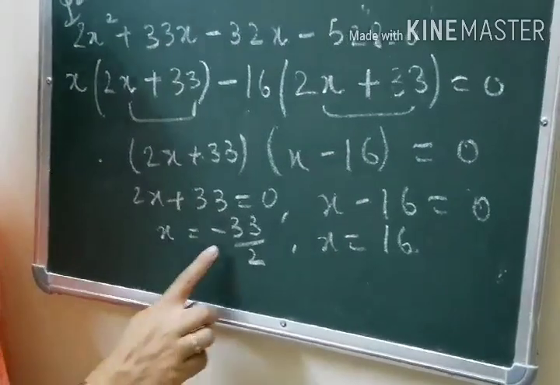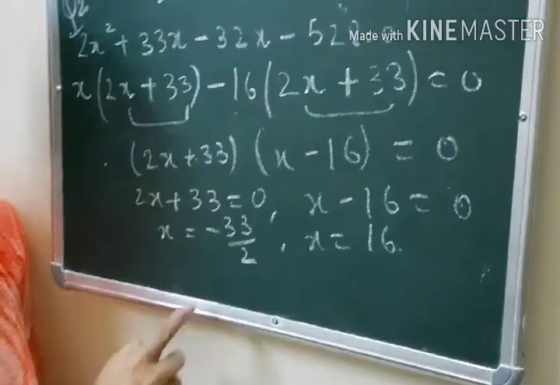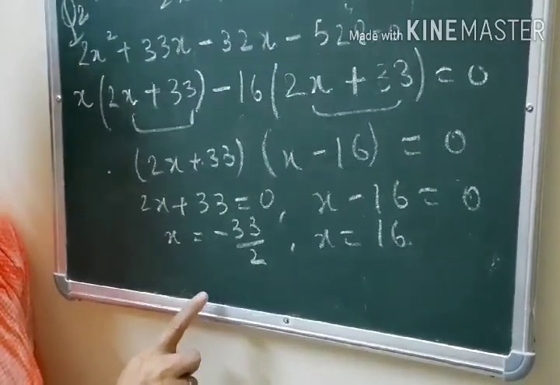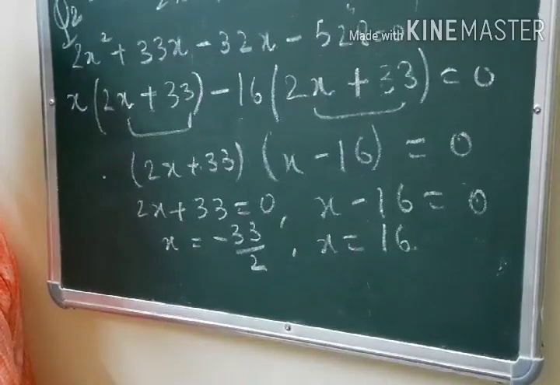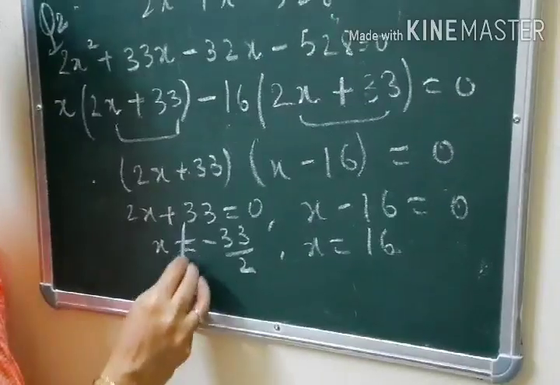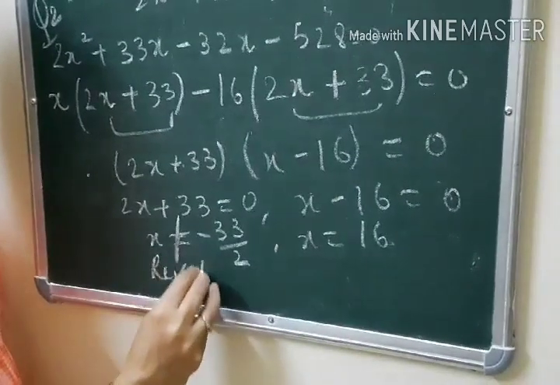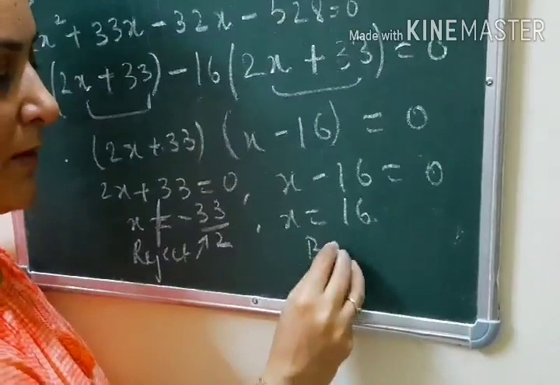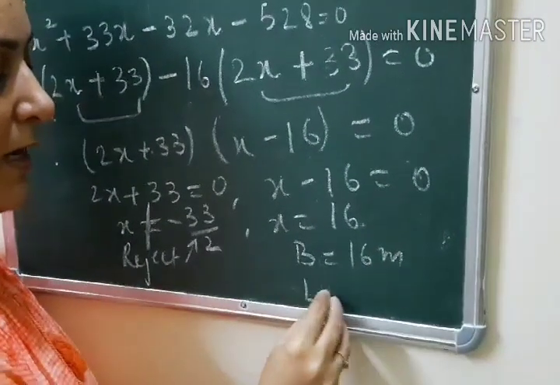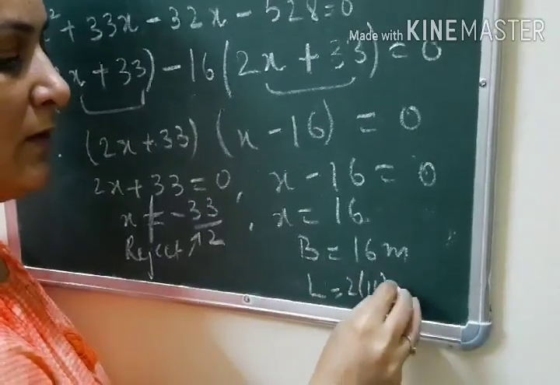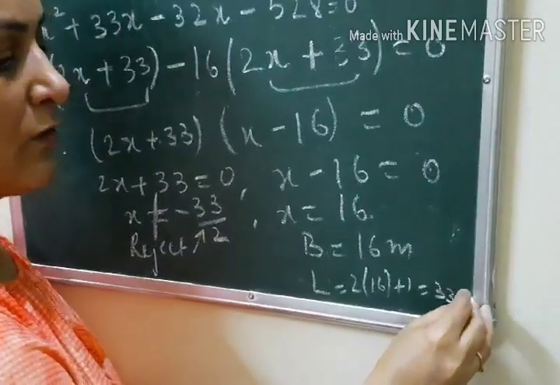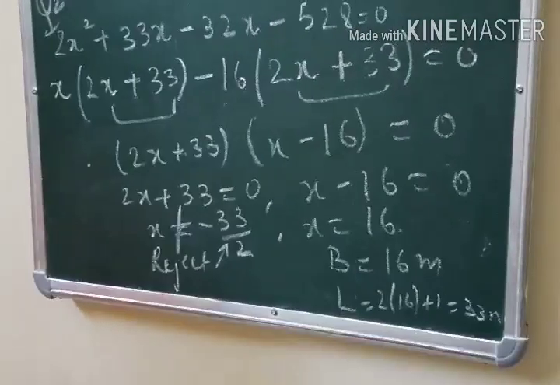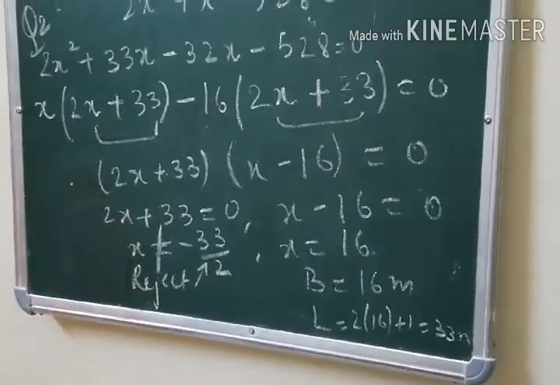Now you can see that this answer is negative. What was our x in the question? X was breadth. Now breadth can never be negative because you cannot have length or breadth negative. So we are going to reject this case and accept this case. That means our x is 16. Means breadth is 16 meters and length will be 2 into 16 plus 1, that is 32 plus 1, 33 meters. This is your answer. Breadth is 16 and length is 33. So this was your part 1, question number 2.